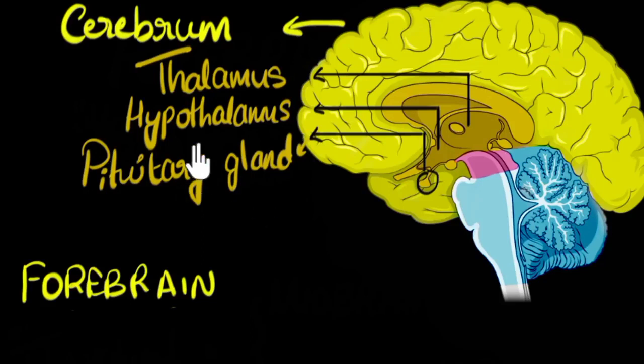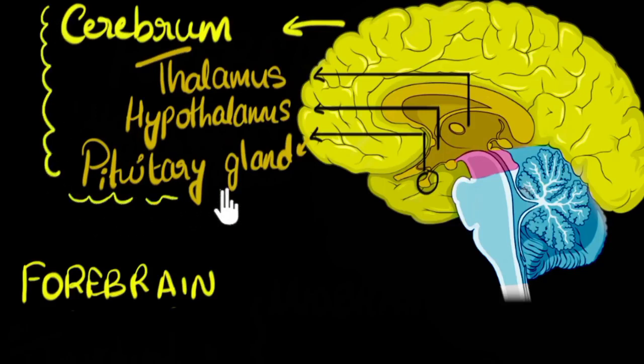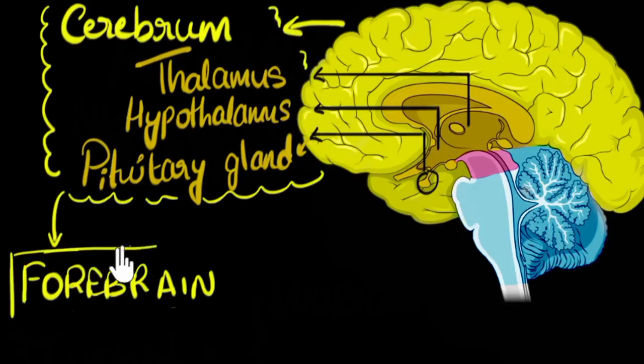Okay, so these are the 4 parts of our forebrain. So these are the only parts that we'll concentrate on. So let me just put them together. So this is your forebrain parts. All right, so what do they do?